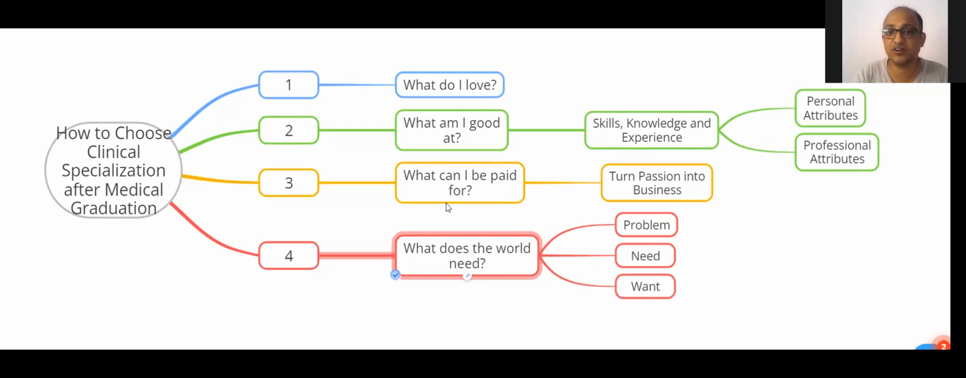That passion will not just give you financial freedom, but it will give you a sense of fulfillment, a sense of satisfaction. You will always be excited to work with your patients. You will not get bored.